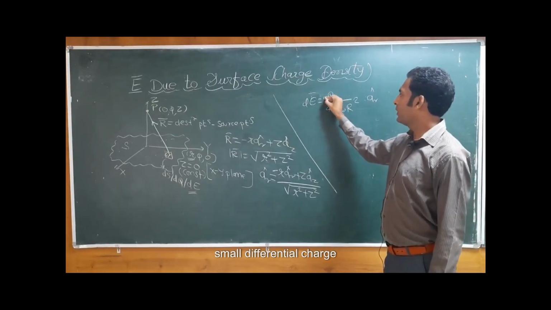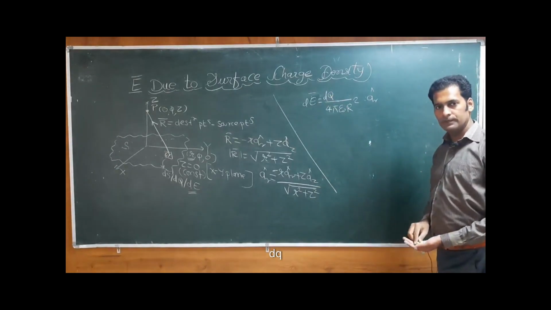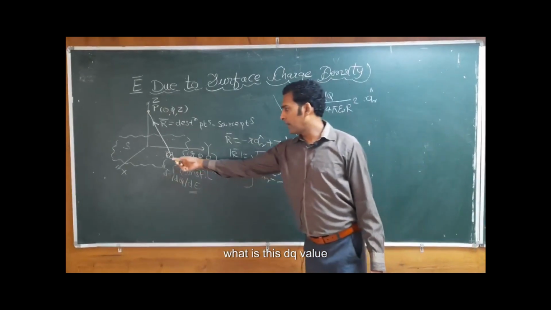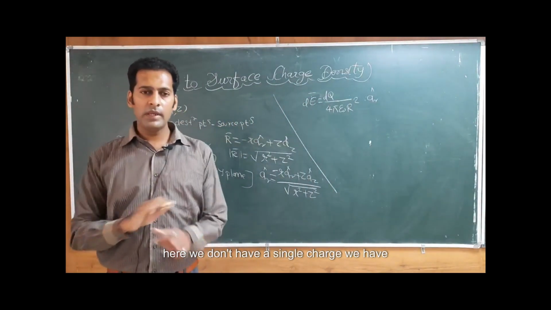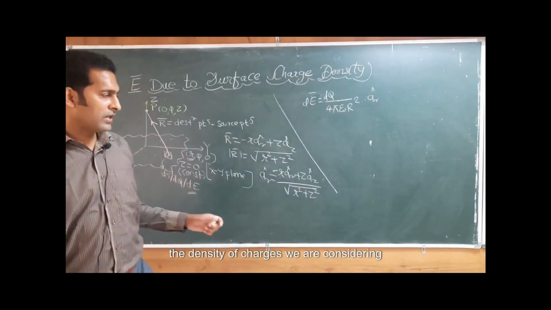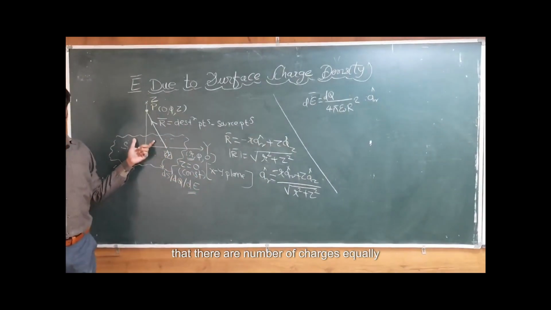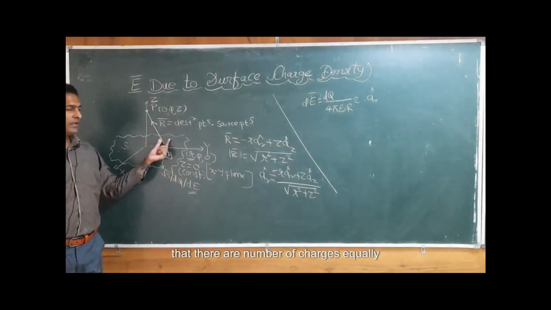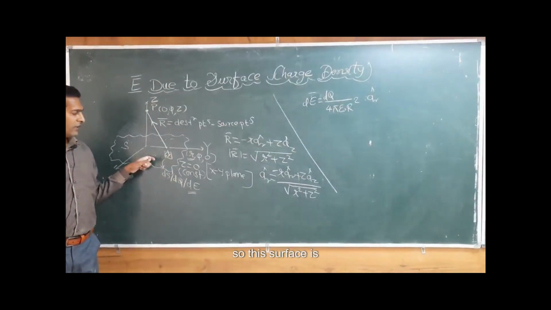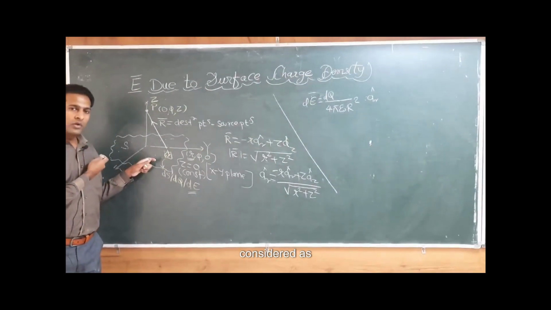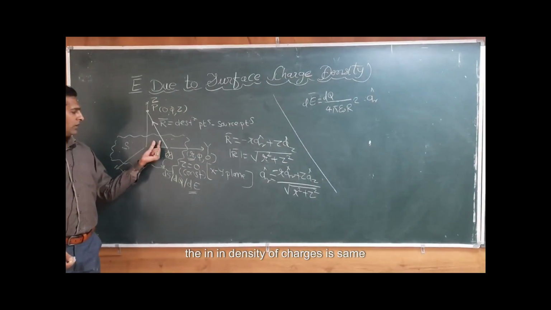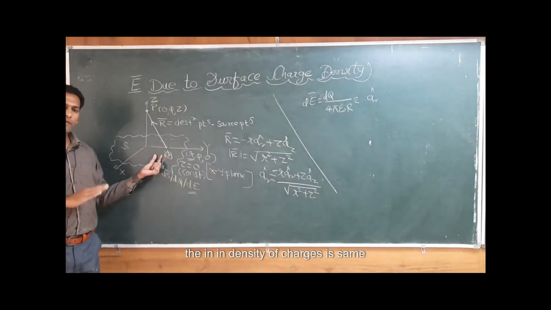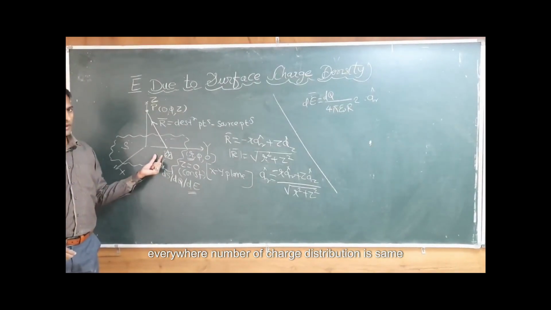So there will be a small differential charge dQ. So what is this dQ value? Here we don't have a single charge. We have the density of charges. We are considering that a number of charges are equally distributed, so this surface is considered as a uniform density surface. The density of charges is the same. Everywhere the charge distribution is the same.